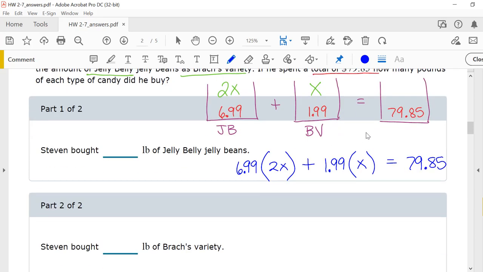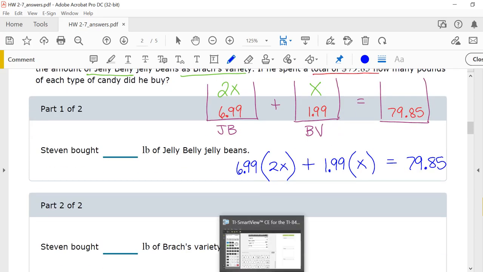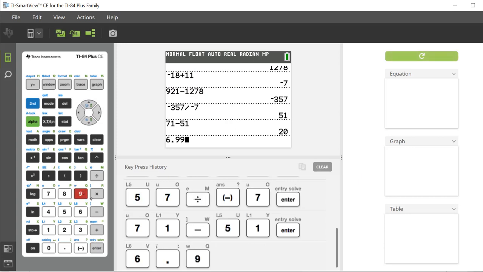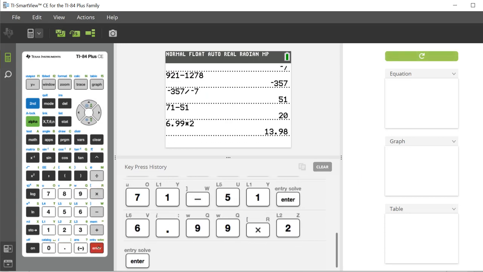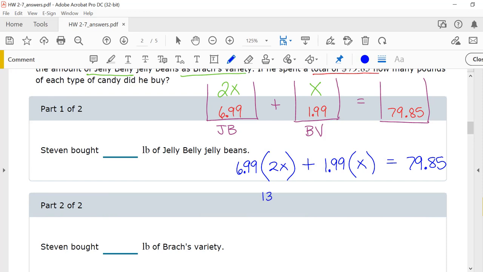So, what is $6.99 times 2X? $6.99 times 2 is $13.98. Because remember, multiplication, I can either do $6.99 times 2X, or I can move the parentheses and do $6.99 times 2 first, which is what I just did. So $13.98x plus $1.99x is going to equal $79.85.